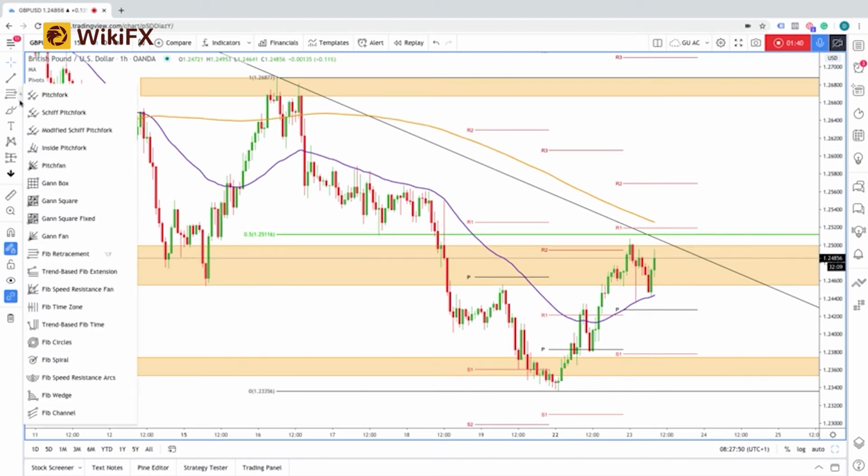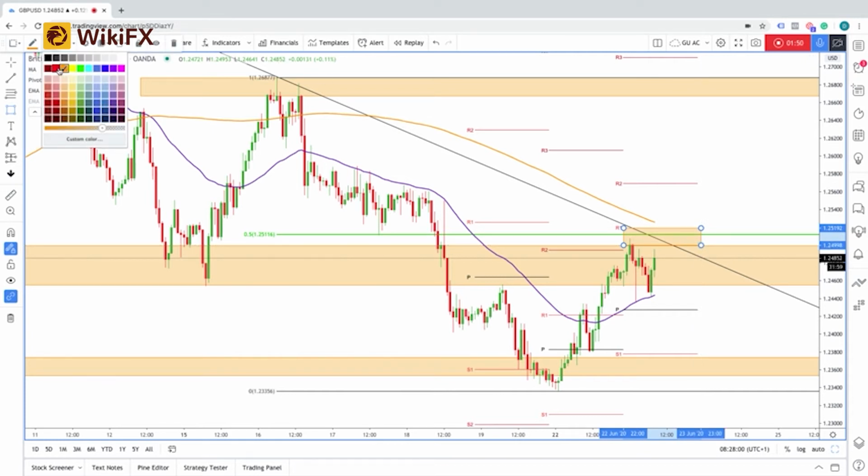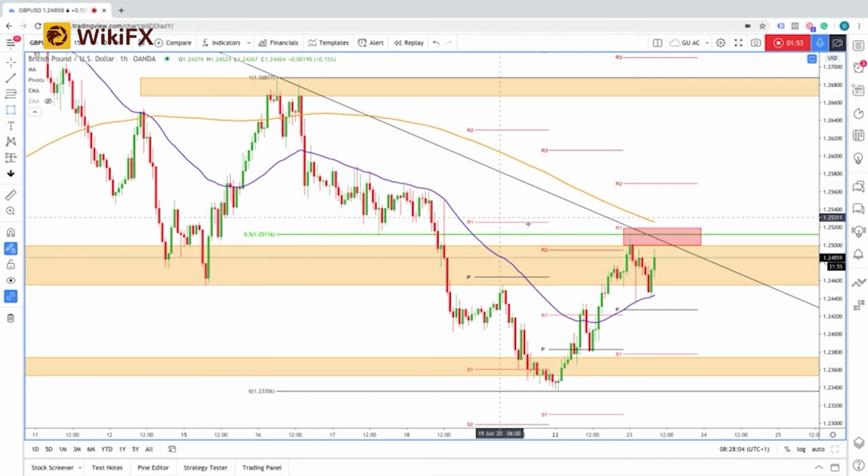If I just highlight it more clearly, so this region inside here, is the key level I'll be watching out for. We do have the 200 simple moving average just above, and we have a 50 fib level. We have 125, and we have R1 and a bearish trend line.